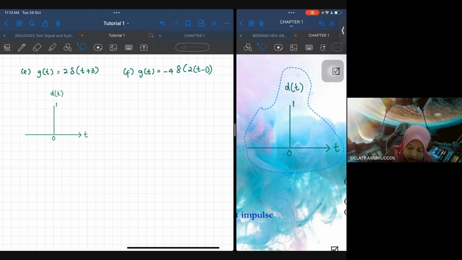You need to do shifting first. Shift to the left by 3 units. So from 0 it becomes -3. From 0 it becomes -3.